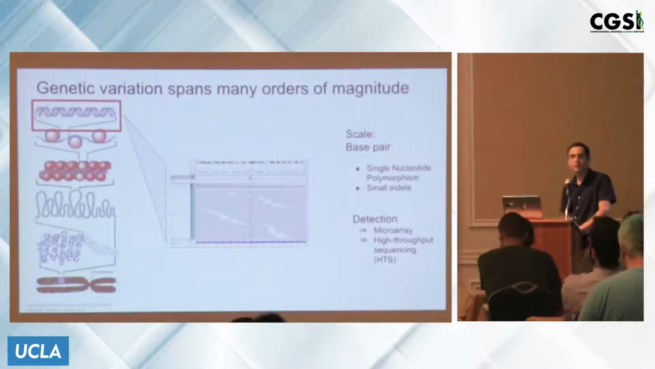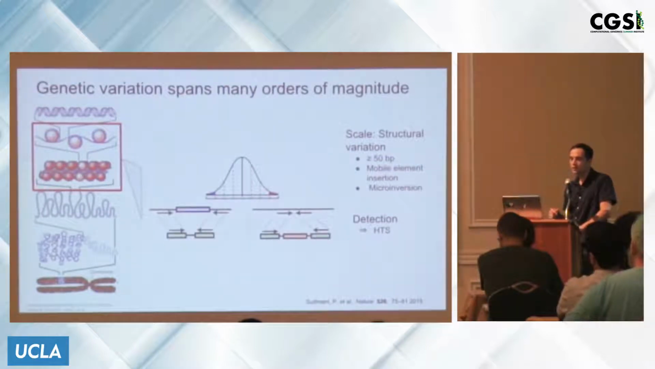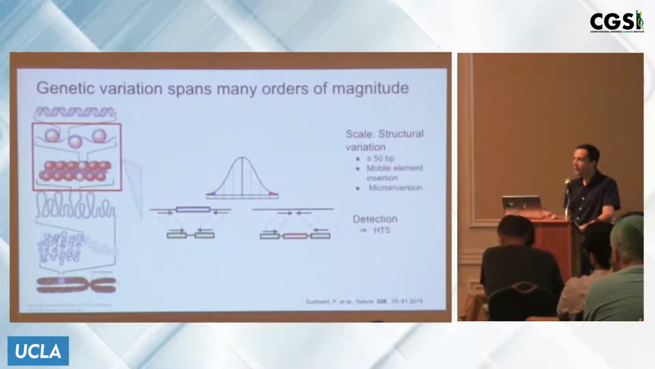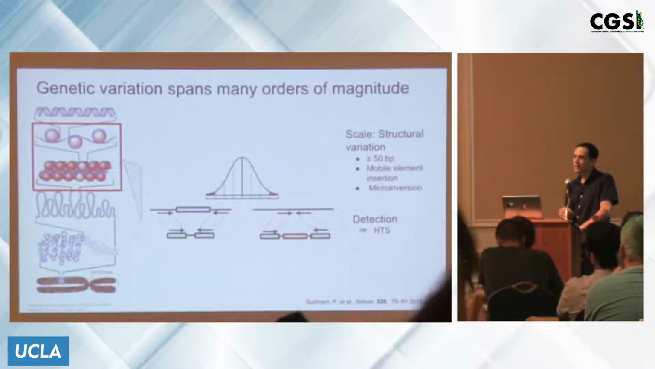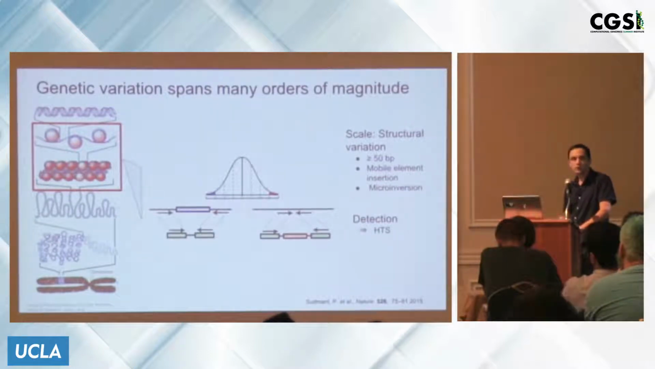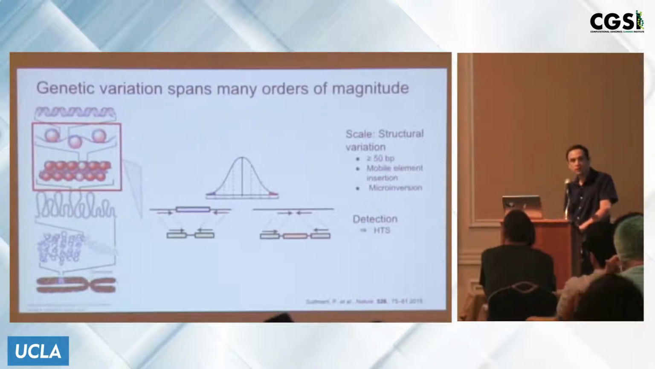So at the smallest scale, there's simply SNP variation. This has been detected for quite some time using microarrays and high-throughput sequencing. There's been what's called structural variation. These are greater insertions and deletions and inversions that are greater than 50 base pairs. It's a functionally defined cutoff. And some examples of these are mobile element insertions, such as ALU or L1 elements. And this has largely been detected by high-throughput sequencing, at least on the very small scale. So for example, microarrays can detect large-scale variation, but not necessarily 50 base pair variation.